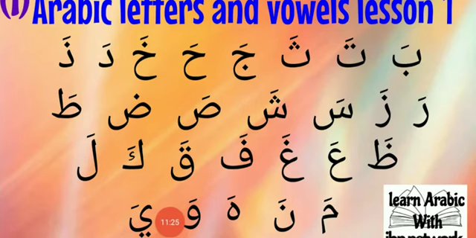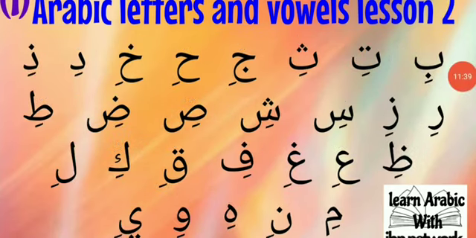with the letters. Here we have ba and kasra. We say ba kasra bi, ba kasra bi, bi, bi. Here we have ta together with kasra. So we say ta kasra ti, ta kasra ti, ti, ti.